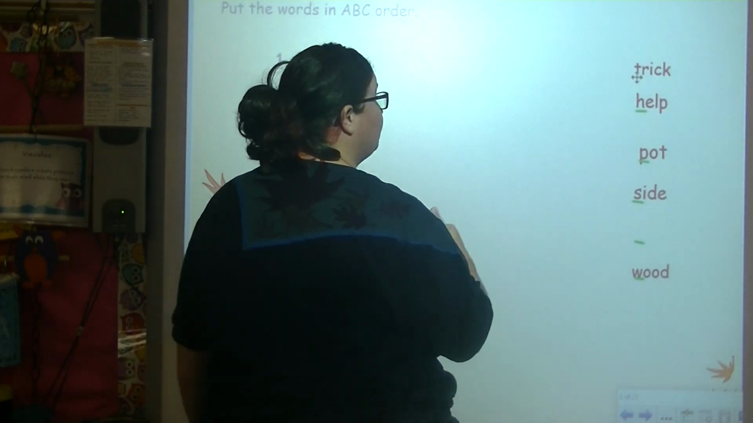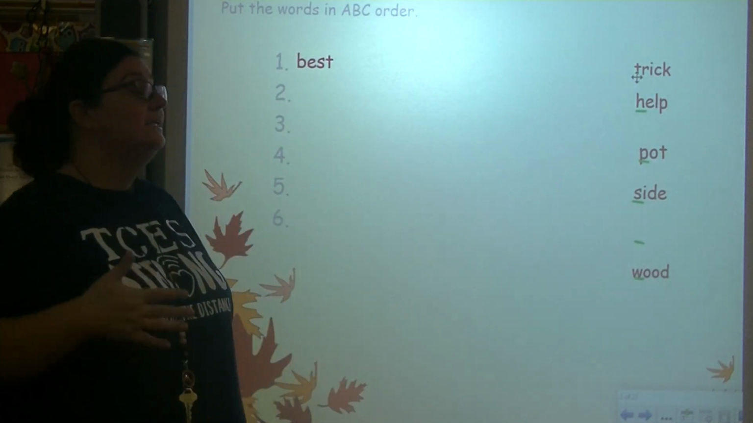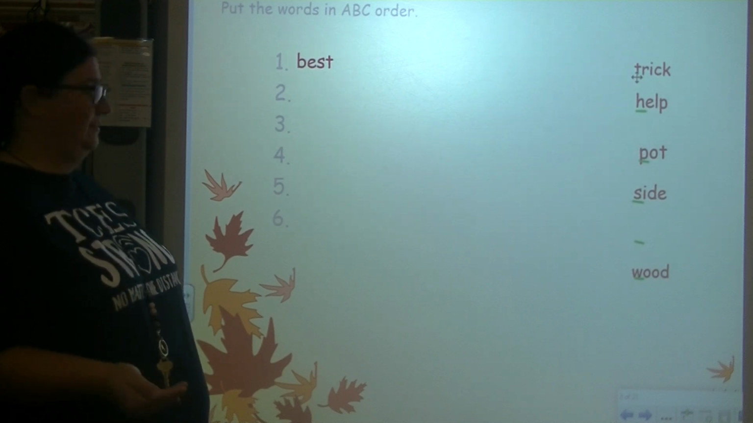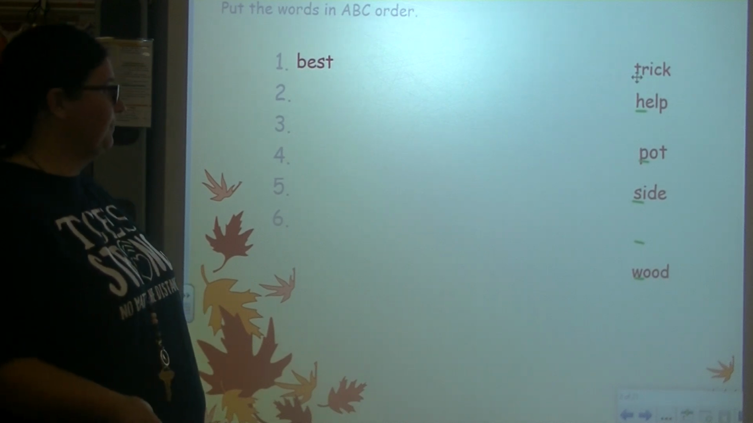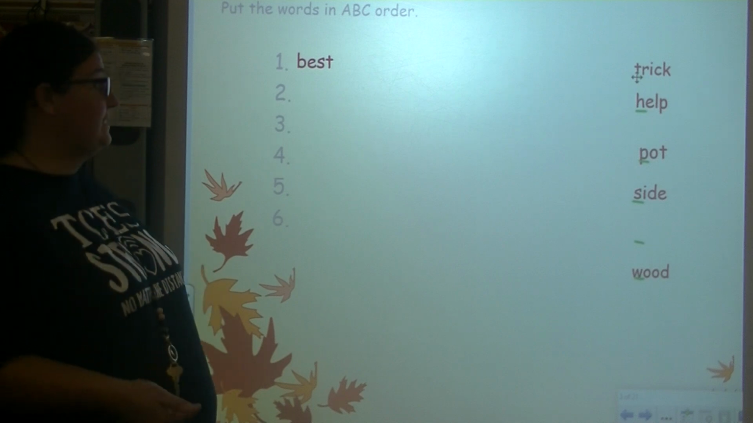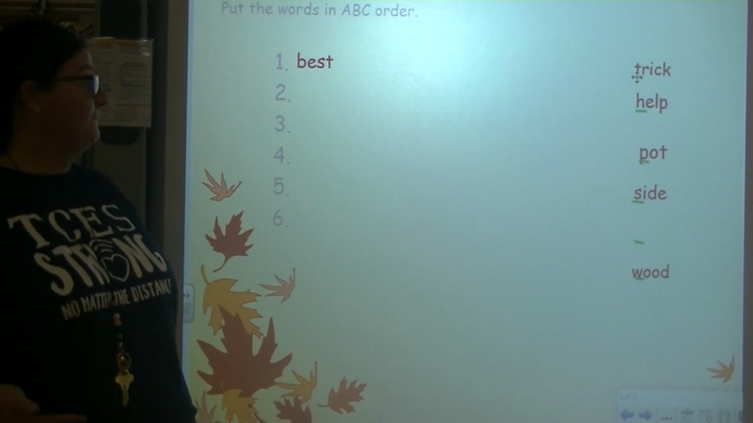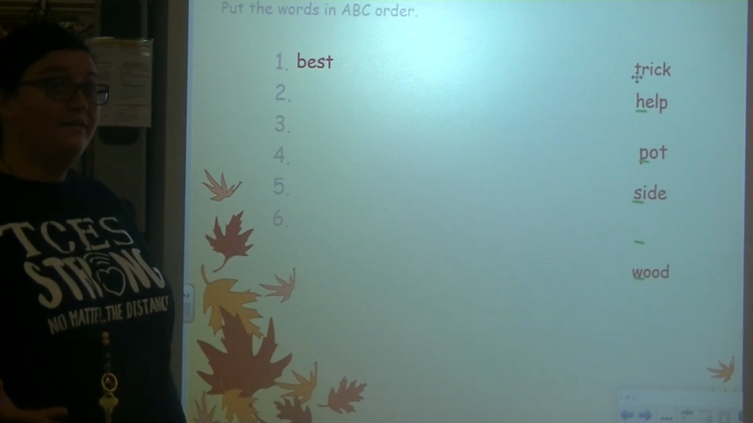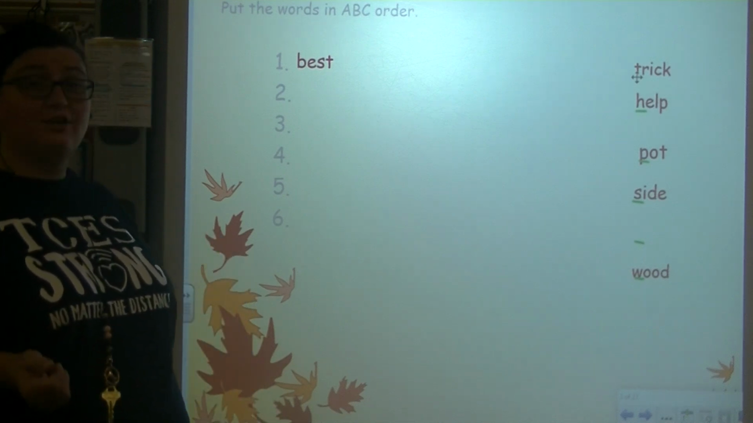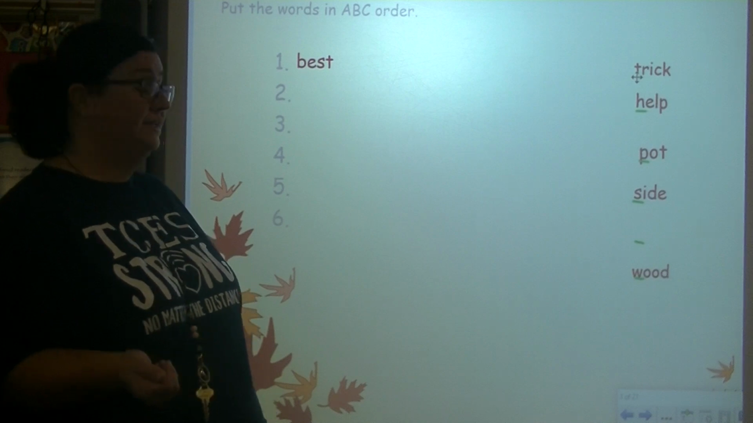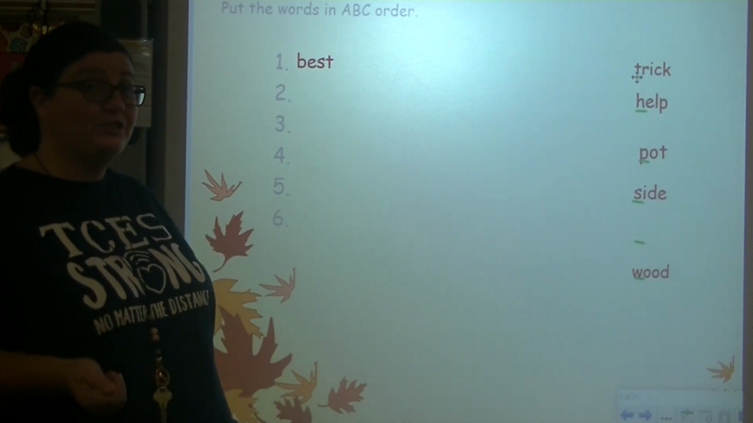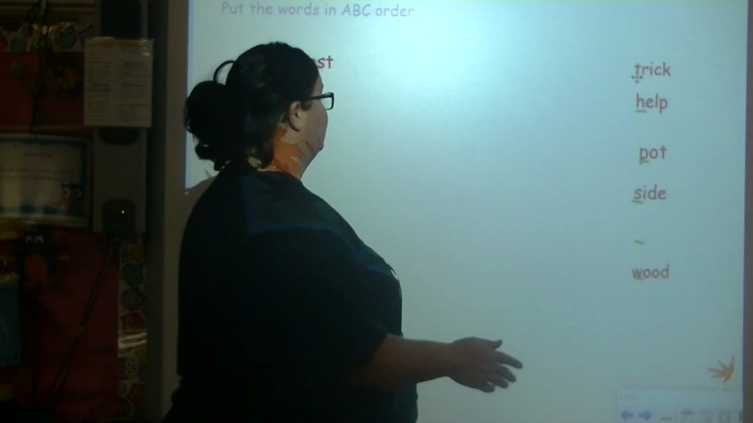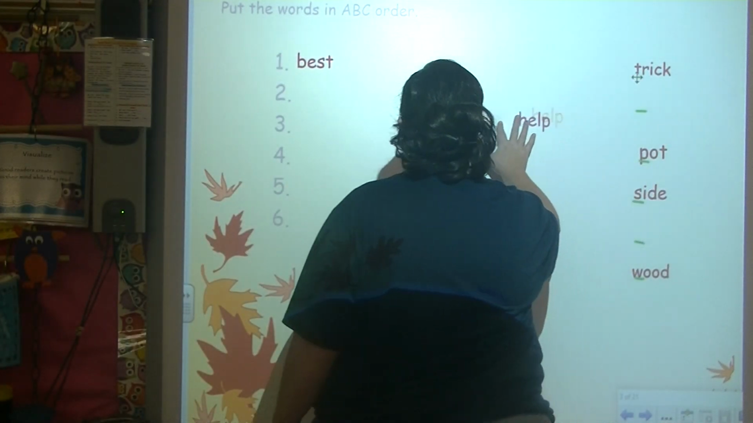What letter comes after B, guys? C. Is there a C? Is there a D? Is there an E? Is there an F? What comes after F? G. Is there a G? Is there an H? What word? Help. That goes to number 2.